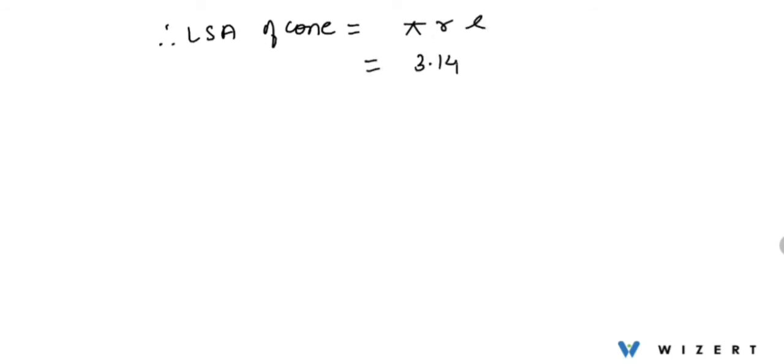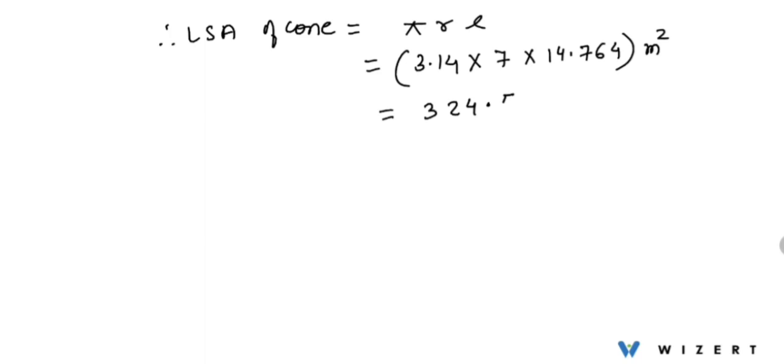So let's substitute the value of pi as 3.14, or you can take 22/7, and the radius is 7 meter, and the slant height we calculated 14.764, and the final unit of lateral surface area will be meter square. So if we simplify it, we'll get 324.512 meter square. So this is our lateral surface area of cone.